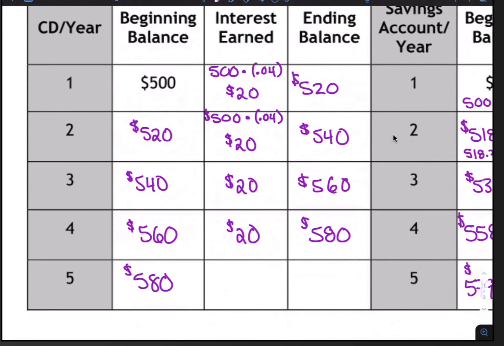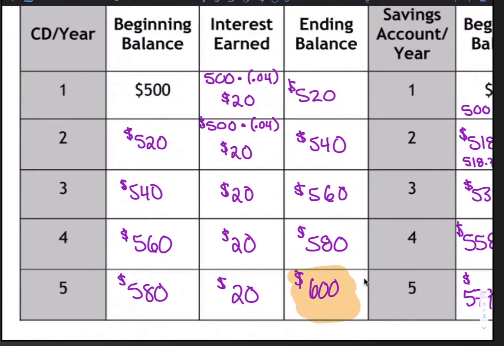The interest is $20 again. Adding the interest plus the beginning balance, now we have $600. All right, so if we choose the CD, then we would have $600 at the end of year 5.